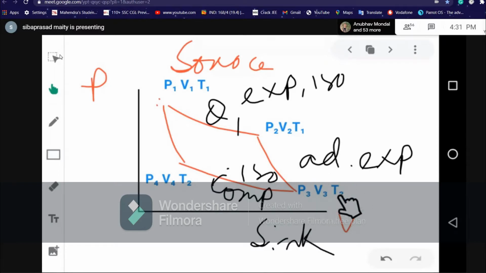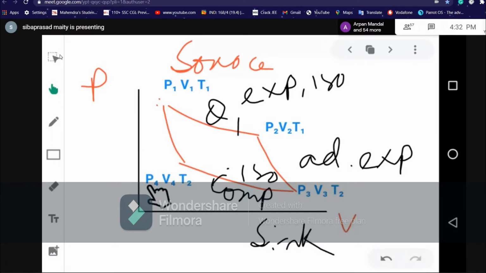And when you try to compress it, work will be done upon it. So its energy may increase. And whatever the energy increase, if we place this system towards the sink, the excess energy will be absorbed by it, such that you can keep the temperature constant to make the process isothermal. Did you understand? Yes, sir. Okay.